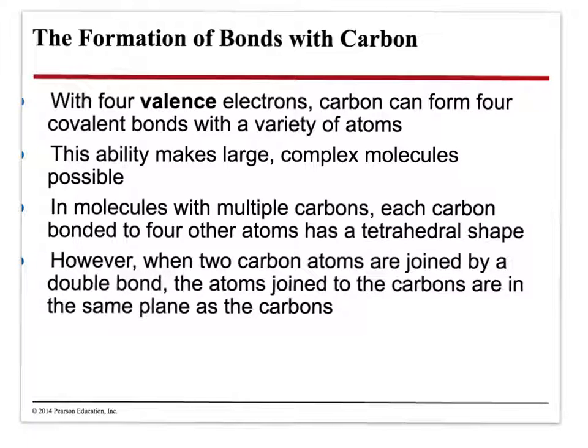Now, if we have molecules with multiple carbons, each carbon bonded to 4 other atoms has what we call a tetrahedral shape. So when I have your methane, here's your central carbon, what's really going to happen is this is going to look like this. In 3 dimensions, that's what it looks like. This little triangle means it's coming out at you. And these two are kind of, think about a tripod and then one on top.